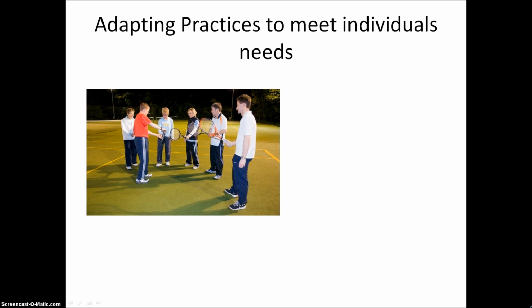And a third technique would be adapting practices to meet individuals' needs. This skill is vital if you're doing coaching in groups. This is because people like to train in different ways and are not as good as everyone else at certain skills. So being able to adapt sessions so that all athletes will be working is better than them having to sit out on exercises which they're not capable of doing.